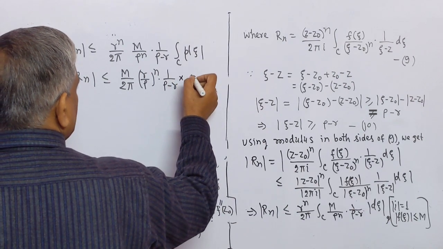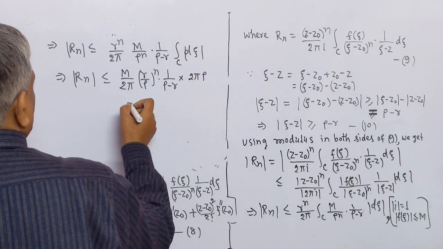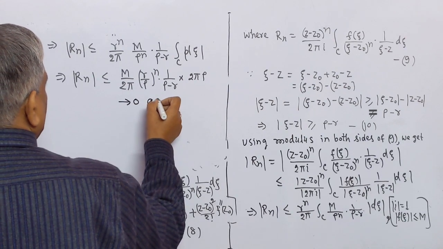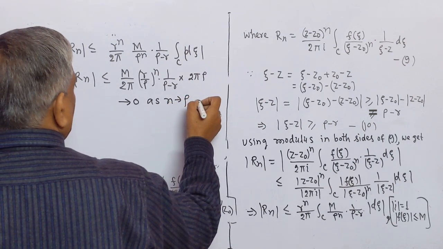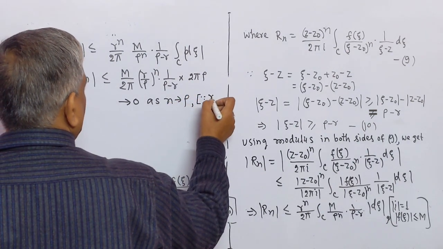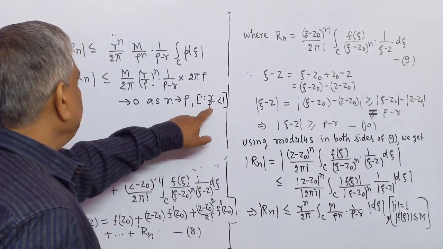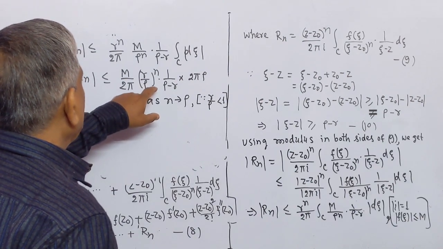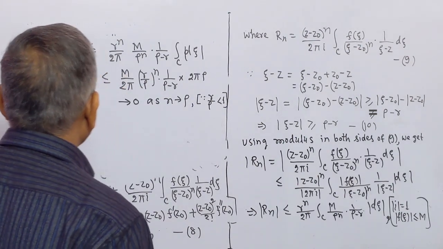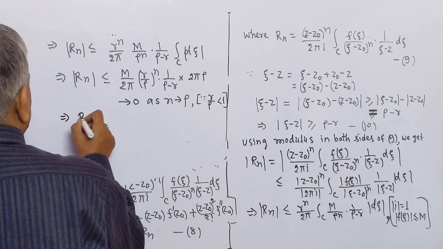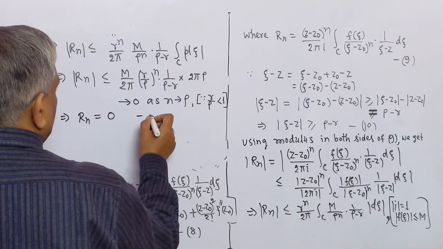the circumference of the circle C, 2πρ, and this tends to 0 as n tends to infinity, since r by ρ is less than 1, this is a very small quantity, and if we take the power infinity, this will tend to 0, which implies that Rn equals 0. Let this be number 11.